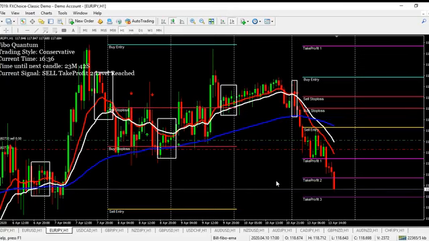So we have to think about that. But anyway, we took this trade. This trade's working out good. We keep an eye on this.